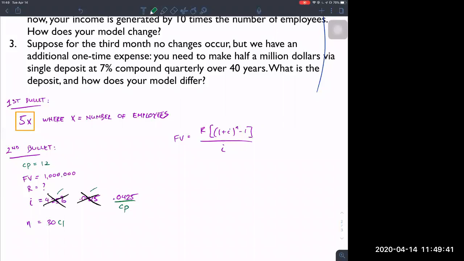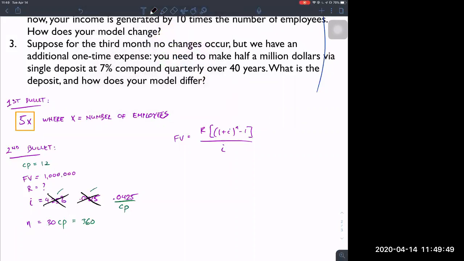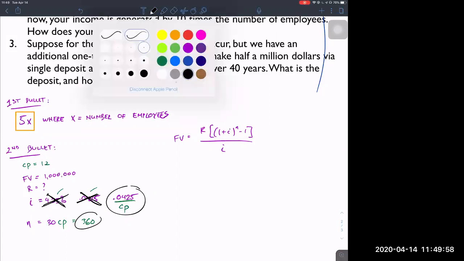So 30 times CP, or if you happen to write out whatever this number was, which was 360, that would be correct. These are things that go into your model, not this, not 30 by itself. So I gave partial credit back. If there were any weird formatting issues, I definitely gave full credit back.